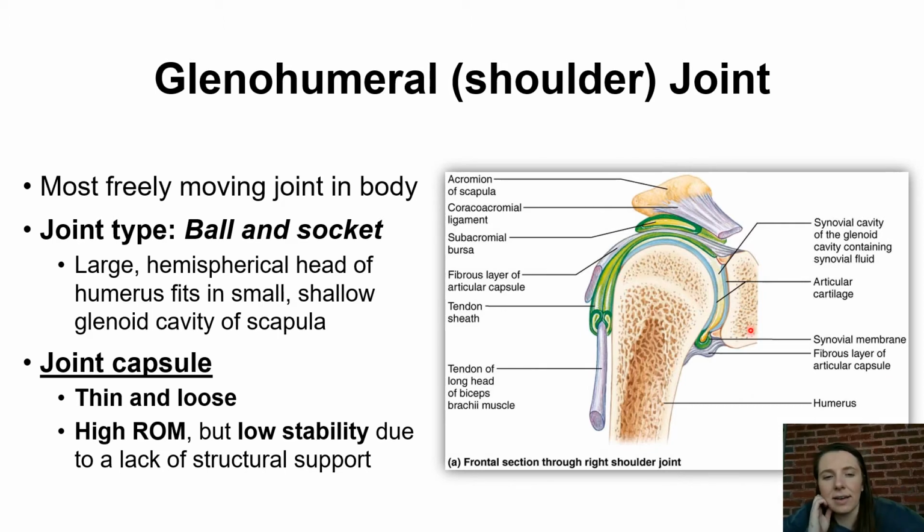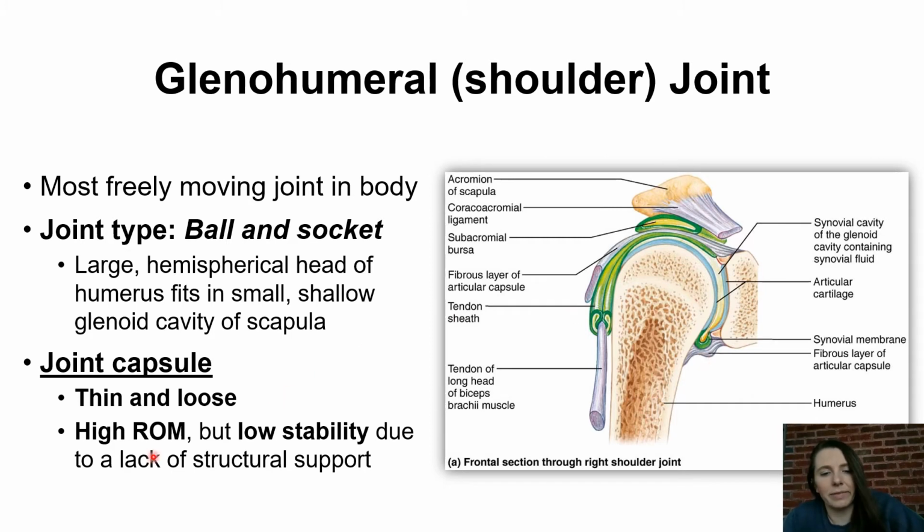It's going to consist of the large hemispherical head of the humerus that's going to fit into the small, really shallow glenoid cavity of the scapula. And in lab, we've looked at this, and so you guys kind of know what I'm talking about. The joint capsule here is very thin and it's very loose, which provides us a lot of range of motion.